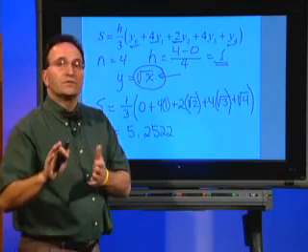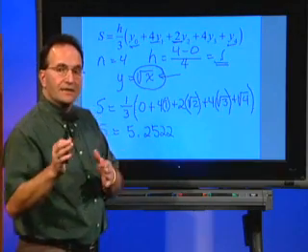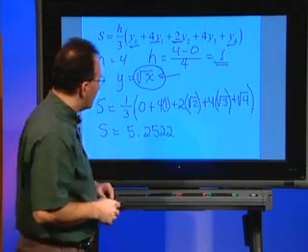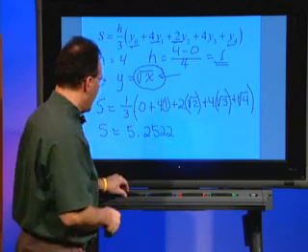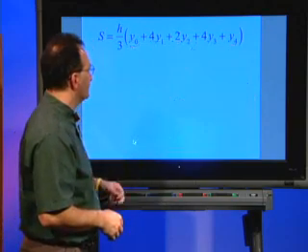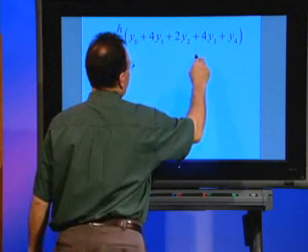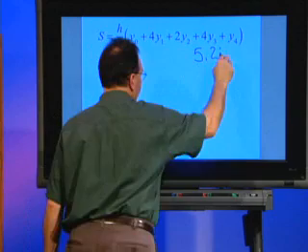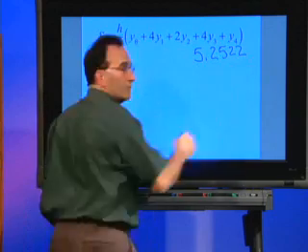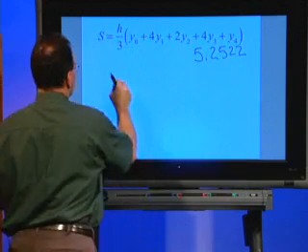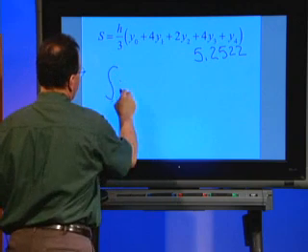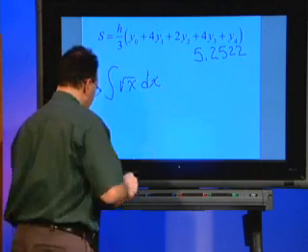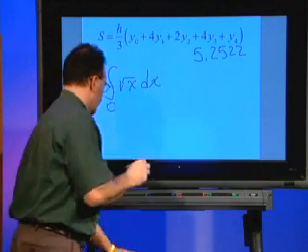The next step was to evaluate the integral exactly and to check to see how good Simpson's rule has done here. So remembering 5.2522, and I will write that up here again, 5.2522. And now let's do the integral. So the integral is going to be the square root of x dx, and that's evaluated from 0 to 4.